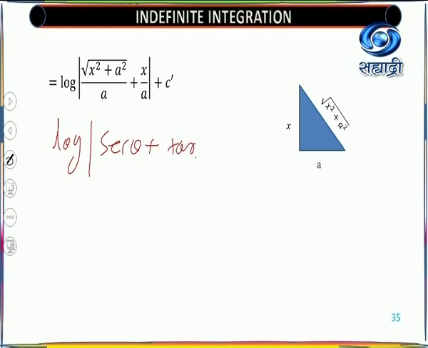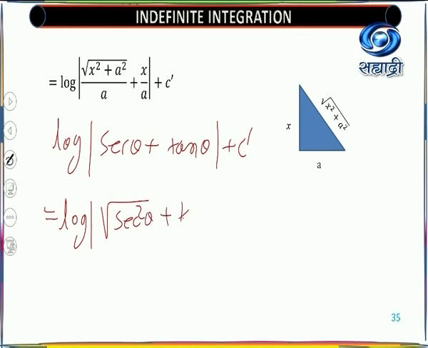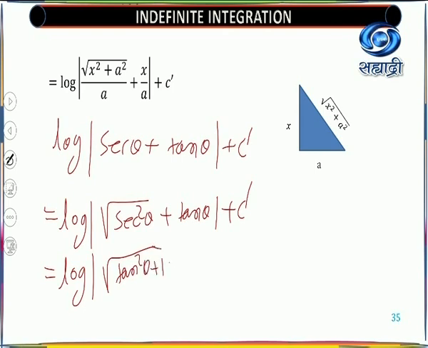We'll use the identity. What identity will we use? We'll use the identity here as log of mod of root of sec square theta, I will write first, plus tan theta. But I know that sec square theta is tan square theta plus 1. So I will get this as log of mod of root of tan square theta plus 1 plus tan theta plus constant of integration, that is c dash.